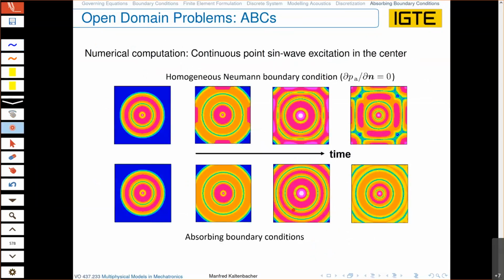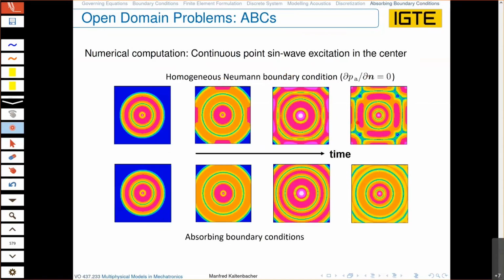Let's have a look how good this is working. If you look here at these two pictures, the first row is, as you can see, we have this as a computational domain. We excite here with a point source, so we get nice waves propagating out. If you use homogeneous Neumann boundary conditions here, so you don't do a correct treatment, you see here the waves are first impinging, they get reflected, and you get a totally distorted acoustic field, which is not what you want to get, or you want to model with your ansatz.